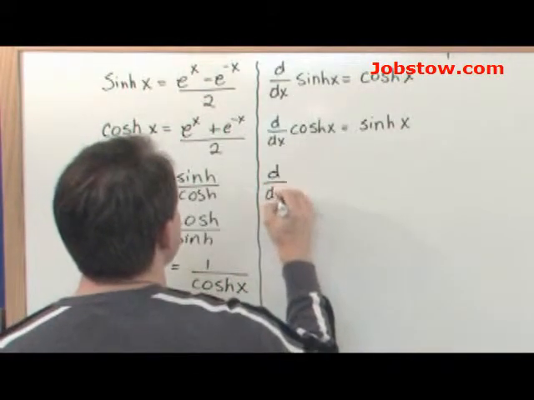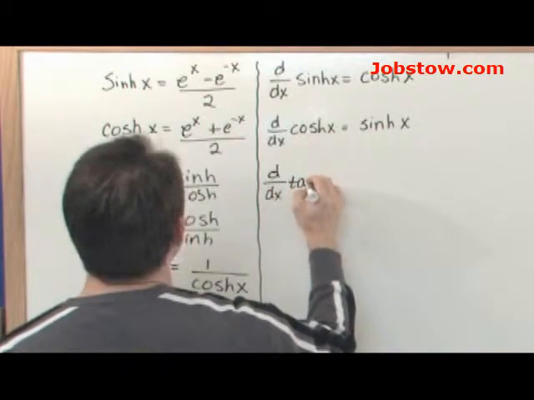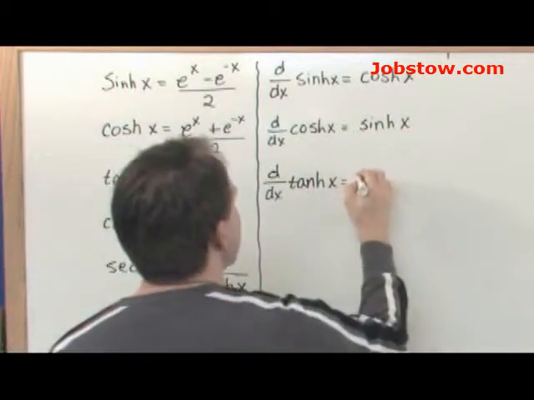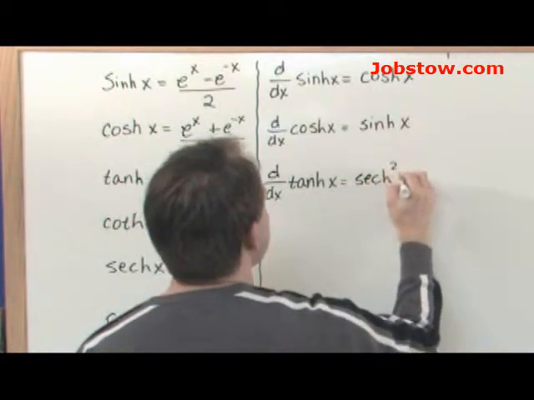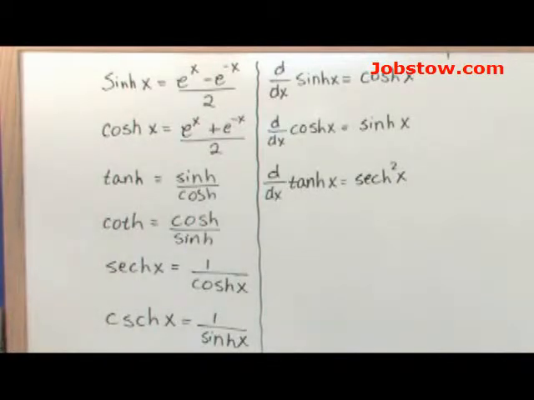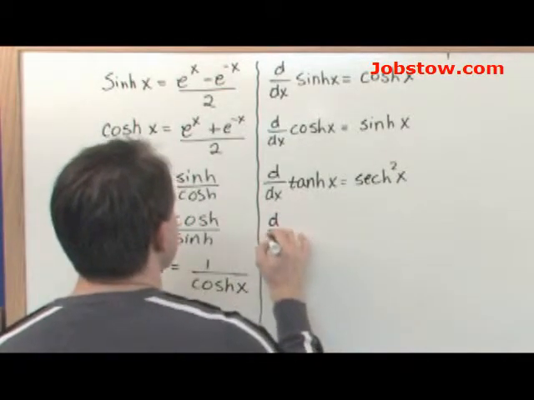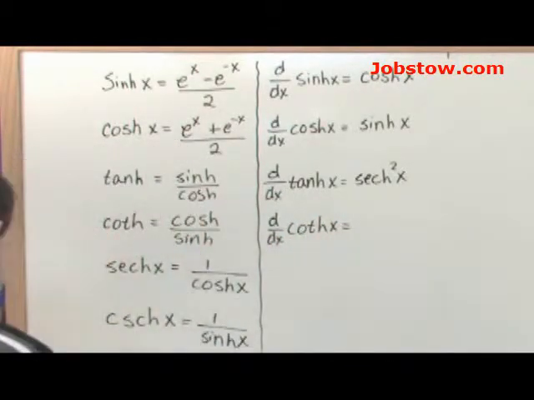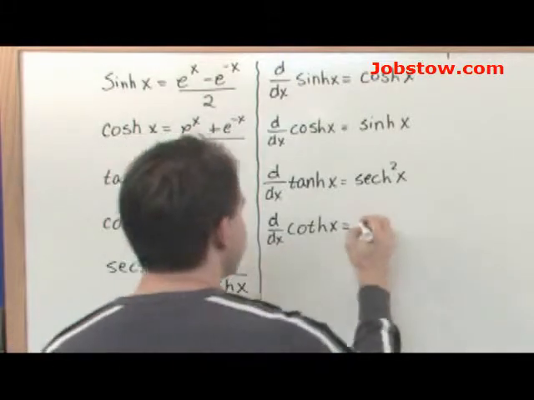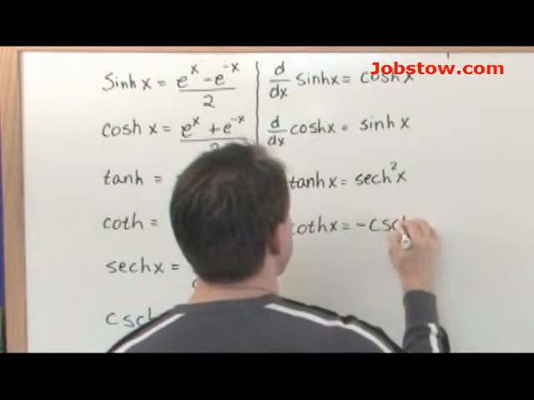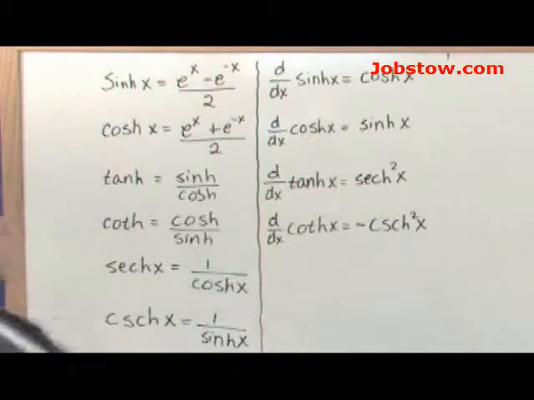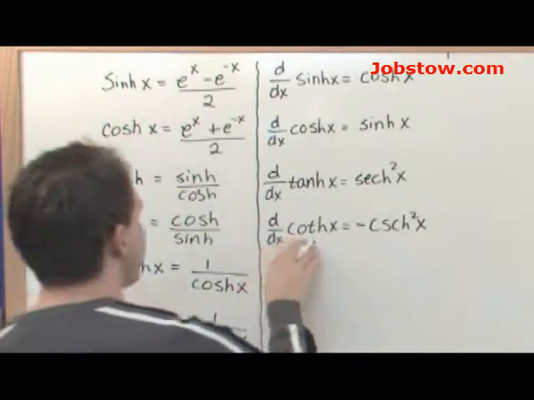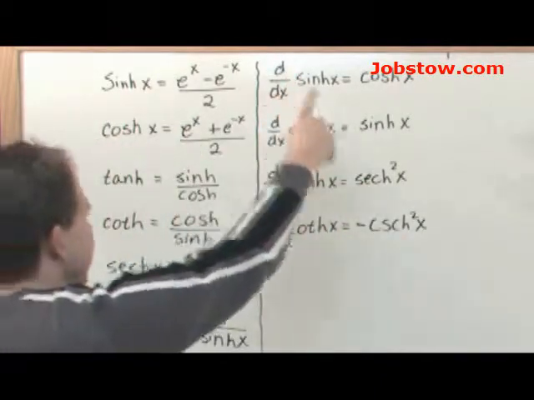The derivative of the hyperbolic tangent, well, what is it? It's going to be hyperbolic secant squared x. Very similar. And the derivative of the hyperbolic cotangent is going to be negative hyperbolic cosecant squared. So you can see these follow the same pattern as your regular trig functions. If you flip back to your Cal 1 and look at the derivative of cotangent and the derivative of tangent, you'll see that it's almost exactly the same.